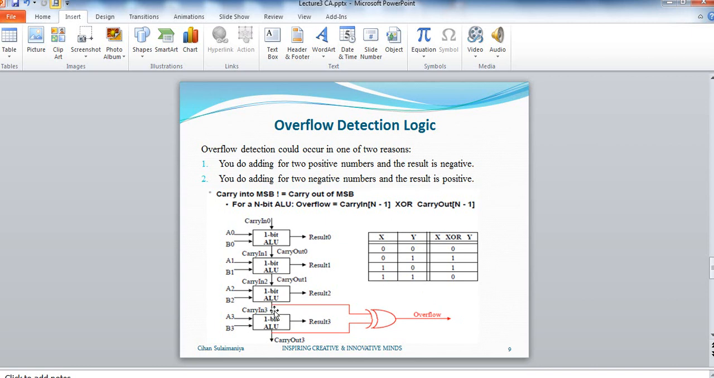So you do XOR between the carry output of the third full adder and the carry output of the fourth full adder. If the output is 1, that means you have overflow. If the output is 0, you don't have overflow. As easy and basic as that. It happens when you have two positive numbers and the result is negative, or two negative numbers and the result is positive. That's when the overflow flag happens.